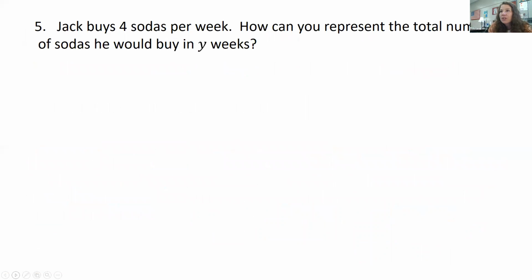Jack buys 4 sodas per week. How can you represent the total number of sodas he would buy in Y weeks? Well, if he's getting 4 sodas per week, we're going to multiply 4 times the number of weeks. Well, we don't know how many weeks, but we know that Y represents the total number of weeks. So that expression is going to be 4Y. Now, why isn't that an equation? Because we don't have an equal sign.